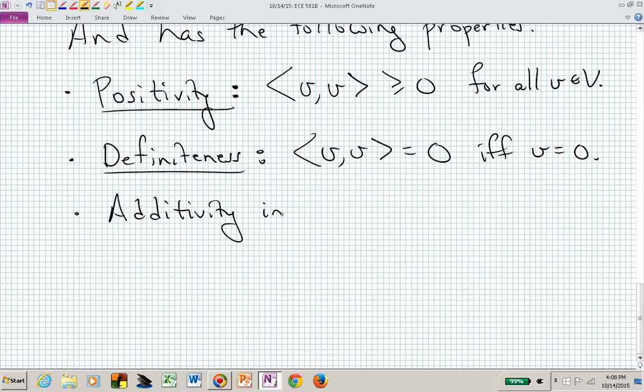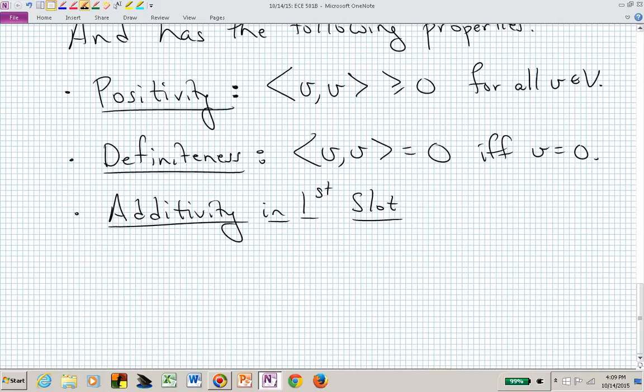We also want this inner product to possess additivity in the first slot. This bracketed expression has two slots, the left slot and the right slot. The left slot is slot 1, the right slot is slot 2. That's what I mean by the first slot. And we want additivity in the first slot. Maybe I will erase that so that you don't think it's always going to be V and V.